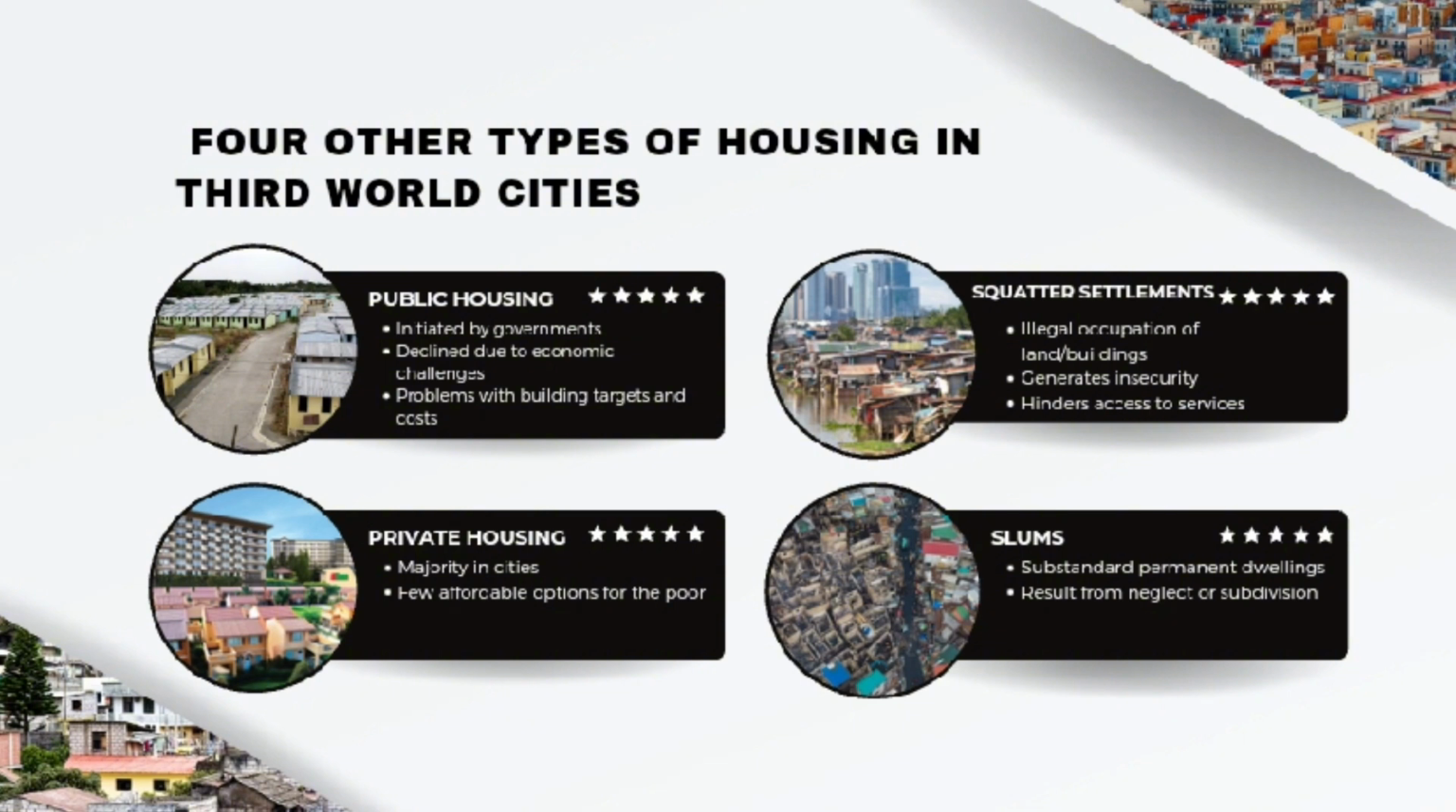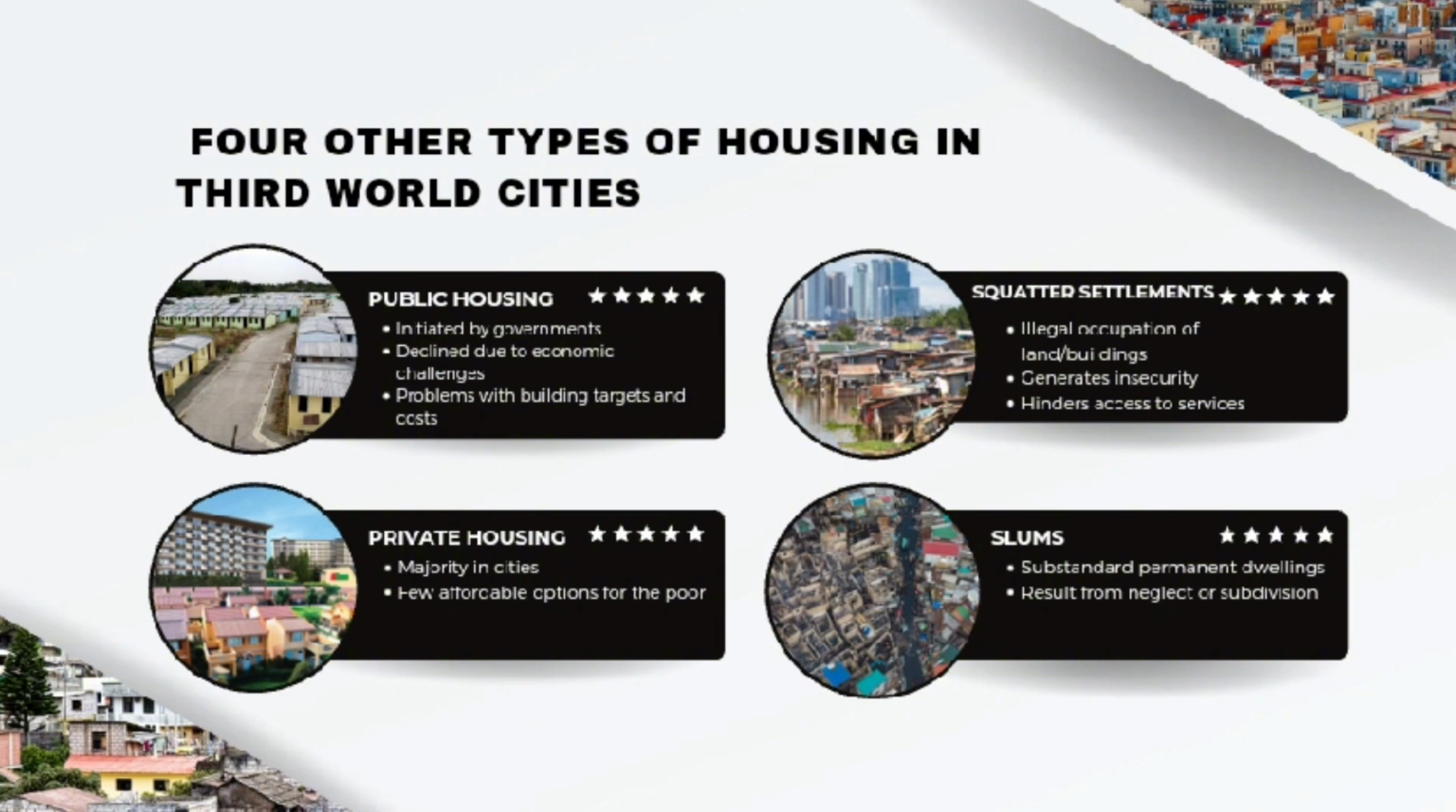Then next is private housing. Most private houses are built by private companies, but they are often too expensive for poor people. They don't even have enough money for food, so will poor people go to private housing? No. Examples of private housing here in the Philippines are Camella Homes, Anika Homes, and Brea Homes.